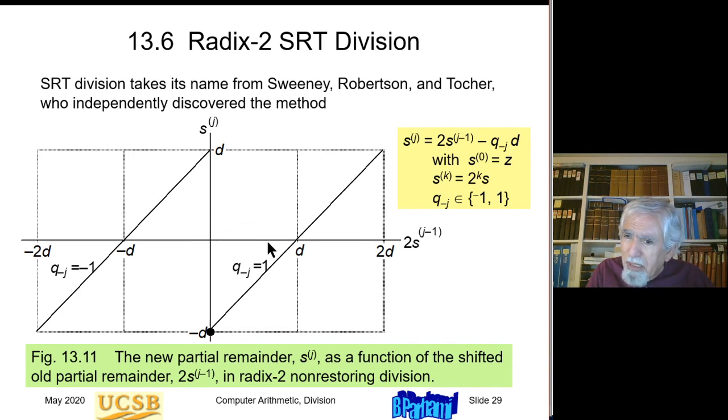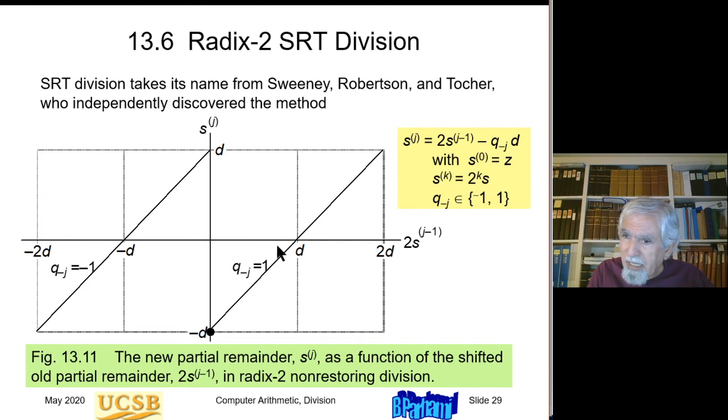And then if the partial remainder is this value, the shifted partial remainder 2sj minus 1 is this value, I choose the quotient digit 1. If it's this value, I choose the quotient digit 1. And this line indicates the new partial remainder. If the partial remainder goes negative, then I choose quotient digit negative 1. And then the new partial remainder becomes positive in this case. If it's over here, then I choose negative 1. And the new partial remainder will still be negative. So the lines represent the function sj equals 2sj minus 1 minus qj times d.